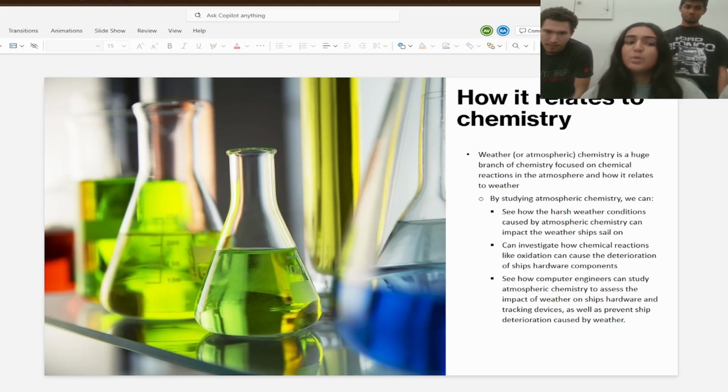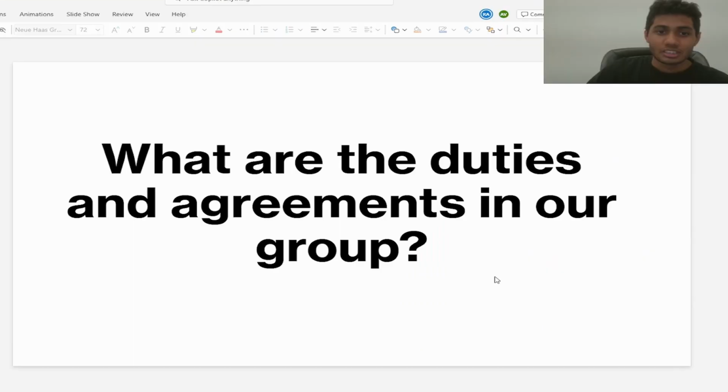Now, my partner Venkata will talk about the duties and agreements in our group. This slide is about what the duties and agreements in our group are.